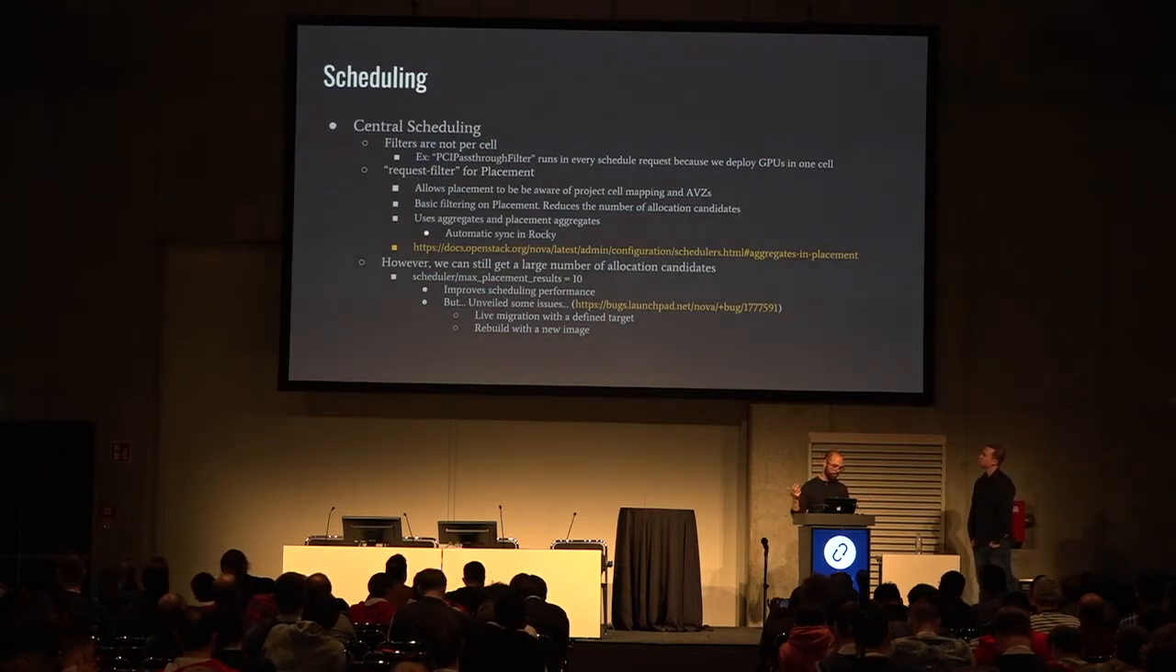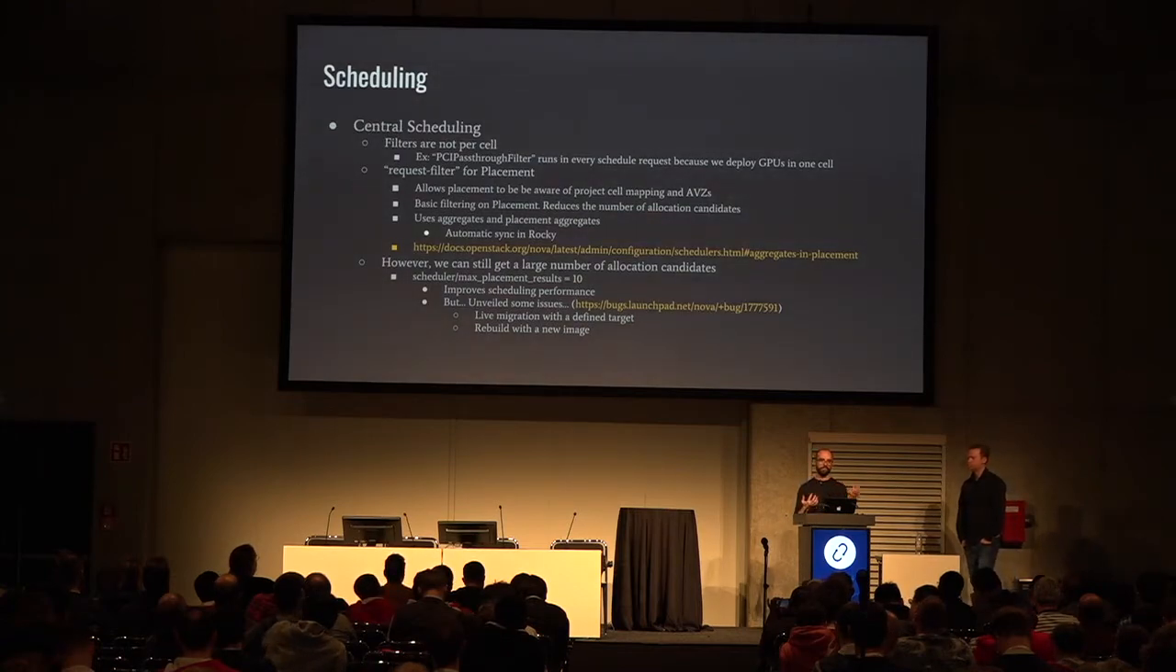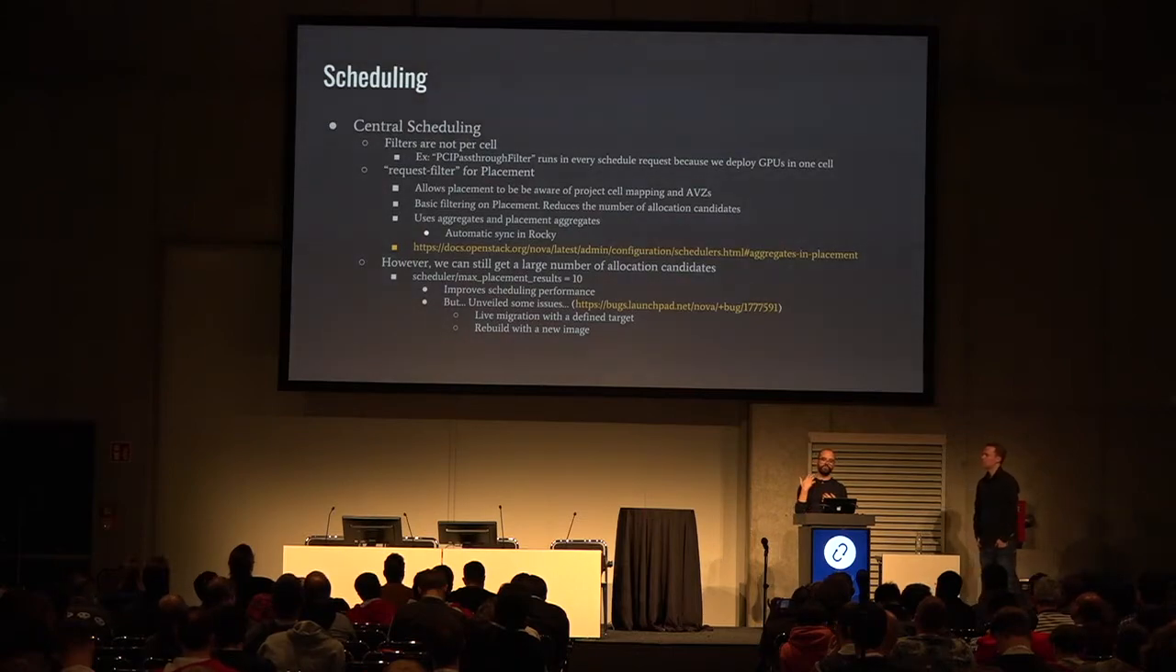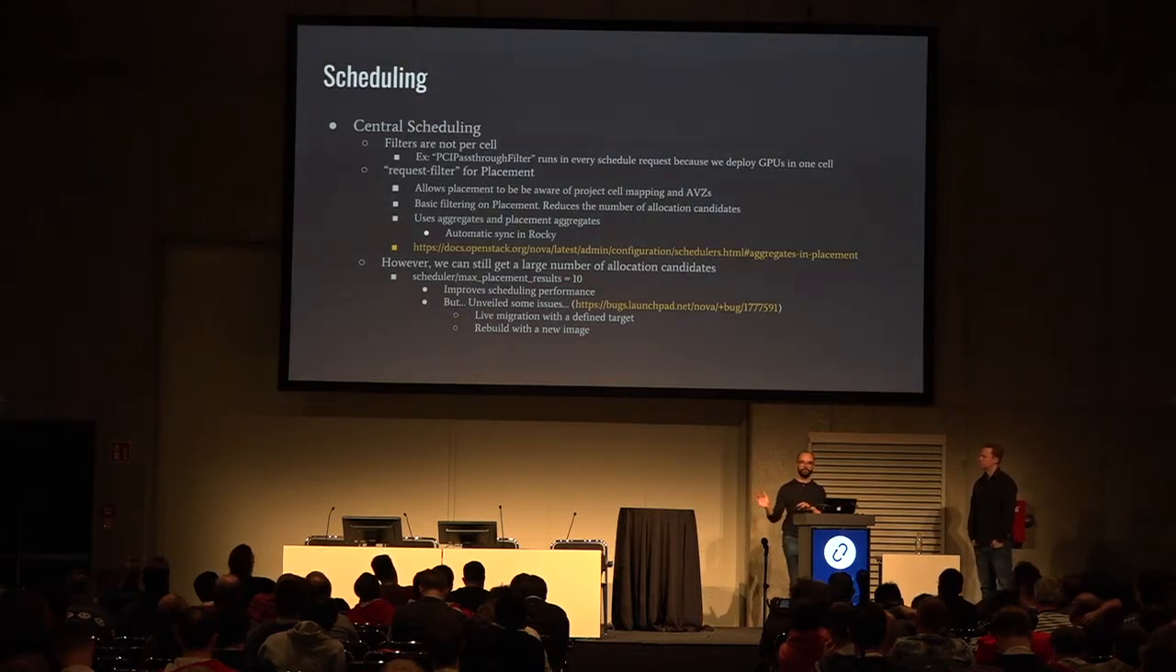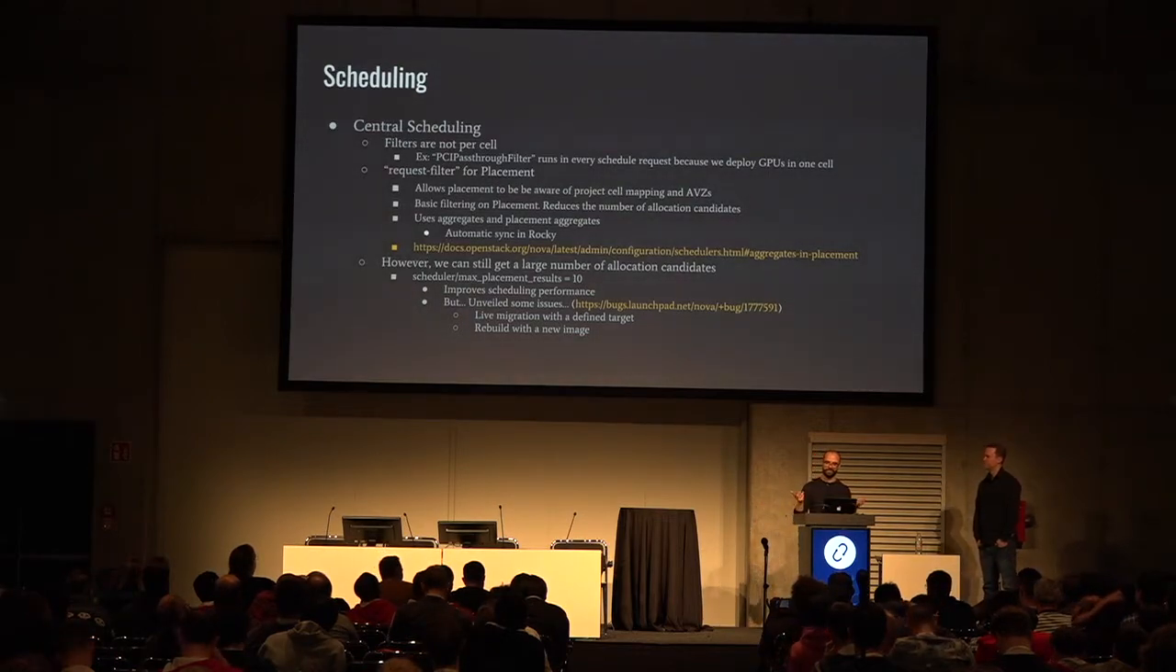But for Rocky, the Nova team implemented this feature, the request filter, that allows us to do this mapping using aggregates and placement aggregates, not only for projects, but also for availability zones. Of course, this work was done in Rocky. Of course, we backport everything to Queens and we start using it right away. And actually it works very well.